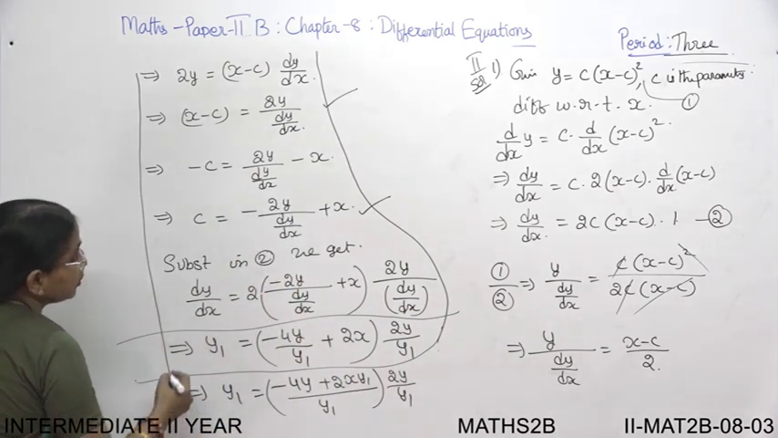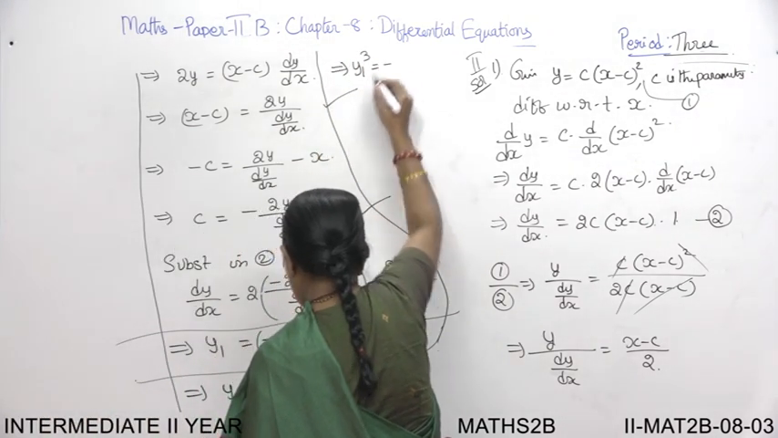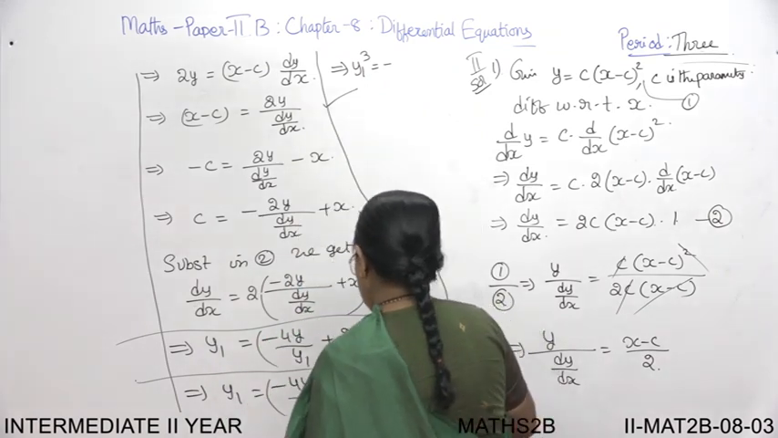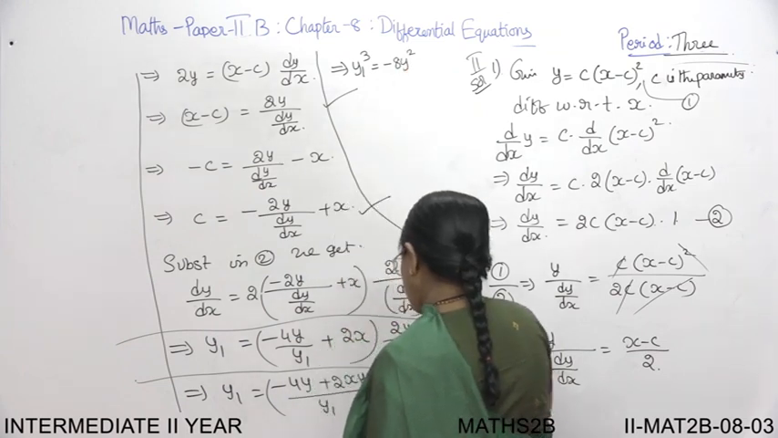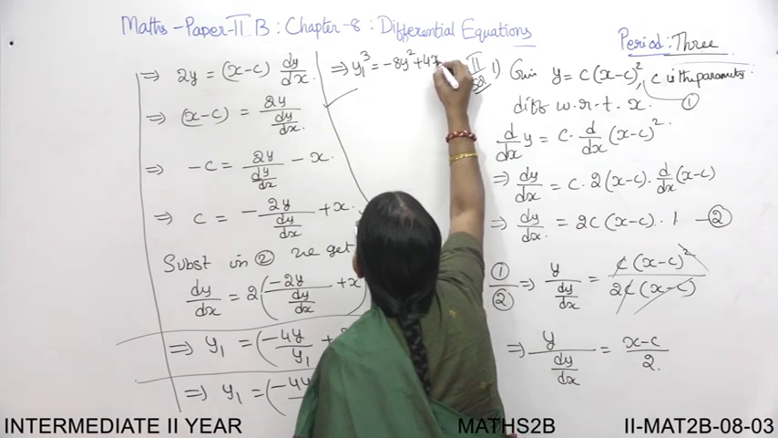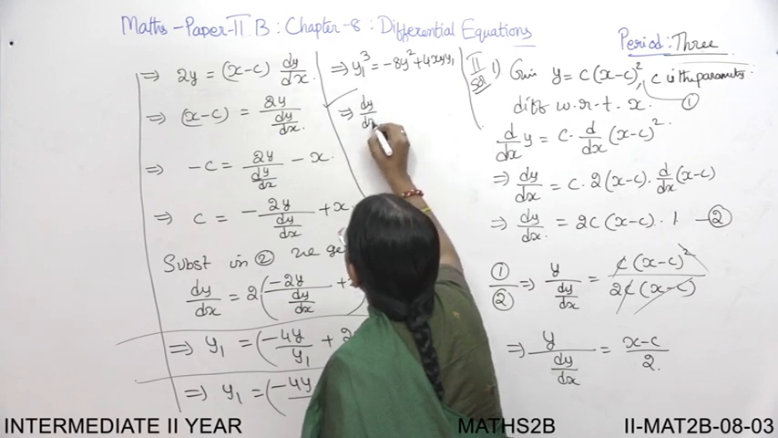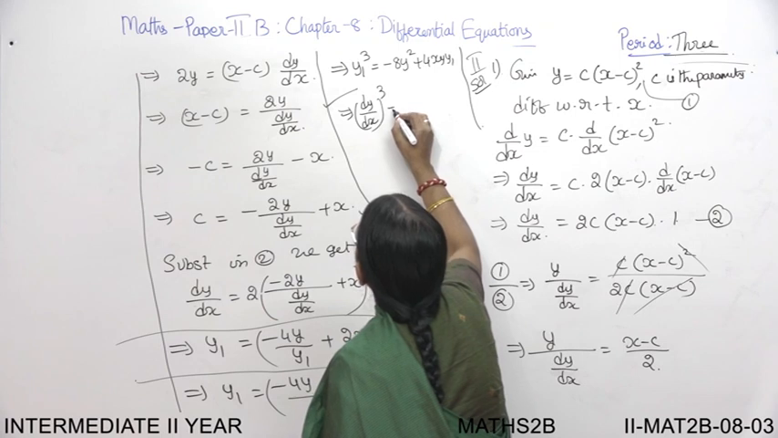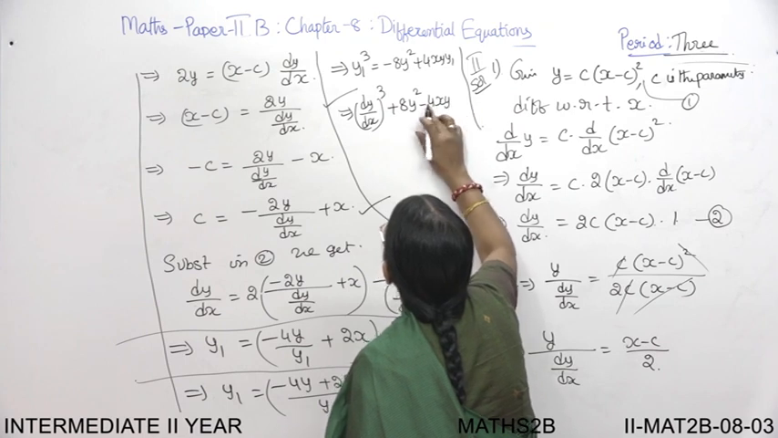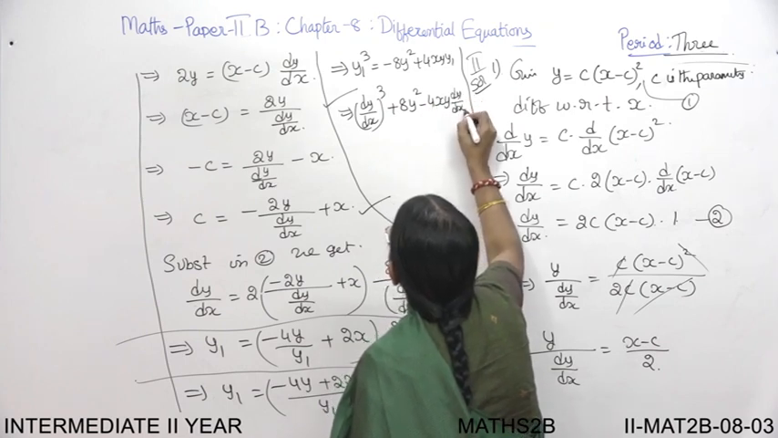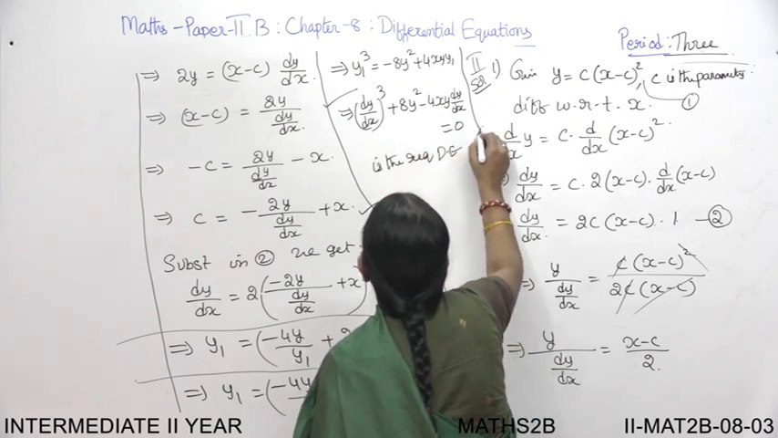So it implies y1 cube is equal to minus, this 2 also we should multiply, minus 8y square and then this is 4xy y1 plus 4xy y1. So that means (dy/dx)^3 is equal to plus 8y square minus 4xy dy/dx, which gives (dy/dx)^3 minus 8y square plus 4xy dy/dx equals 0, the required differential equation.